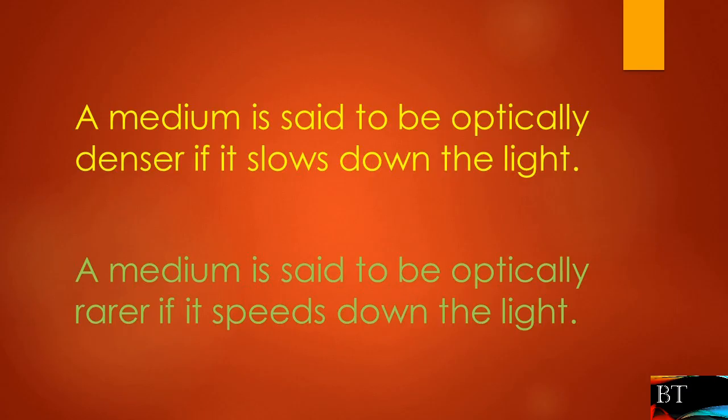A medium is said to be optically denser if light slows down in it, and it is said to be optically rarer if light speeds up in it. As we all know, light travels in a straight line, which is called rectilinear property of light.